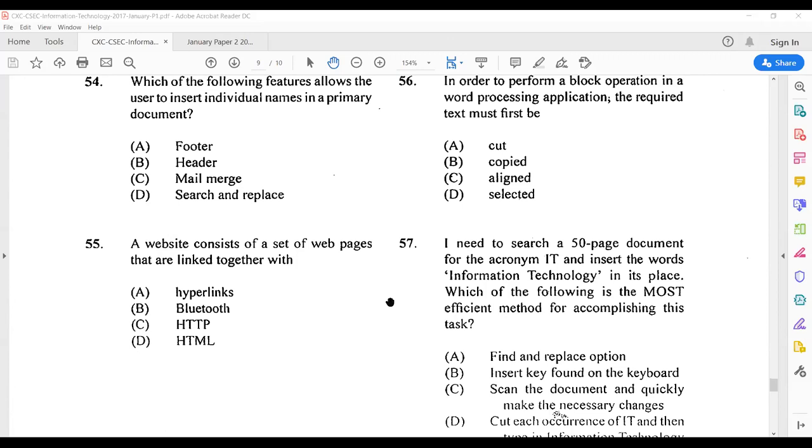Anyone don't have access to this past paper? No, sir, it's on Google Drive. Yes, it is on Google Drive, right? So if you go on the Google Drive, you will be able to access it in the IT folder, right? There's past papers. And remember, this is January 2017, paper one.